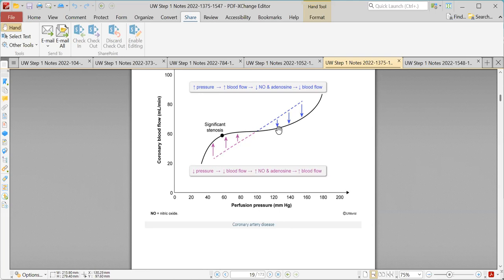If there is a stenosis, there's decreased pressure. So when there's a vessel blockage of the heart, there's decreased blood flow to that area. That area will try its best to increase the nitric oxide and the adenosine to increase the blood flow, but over time it gets depleted.